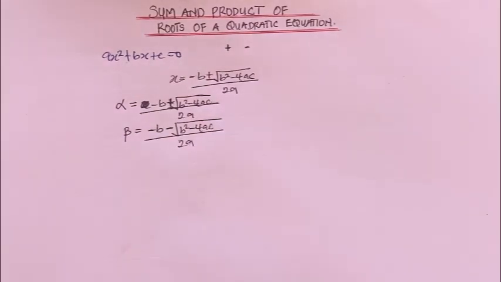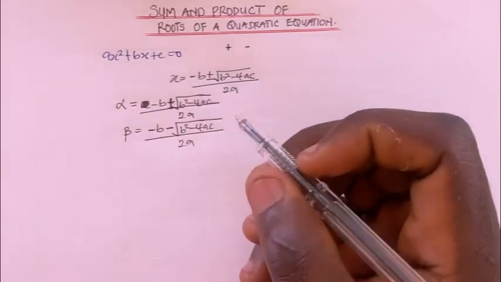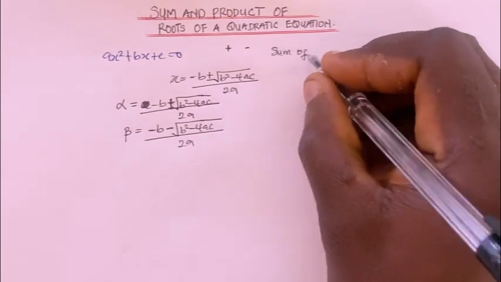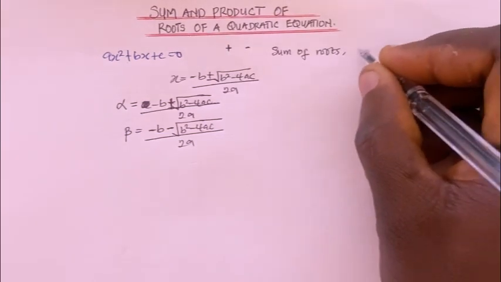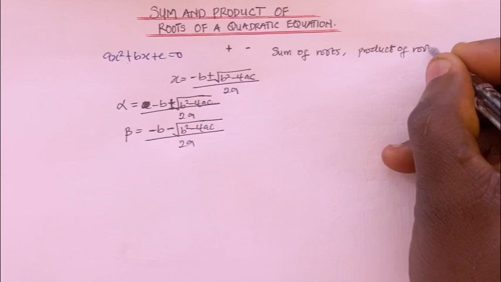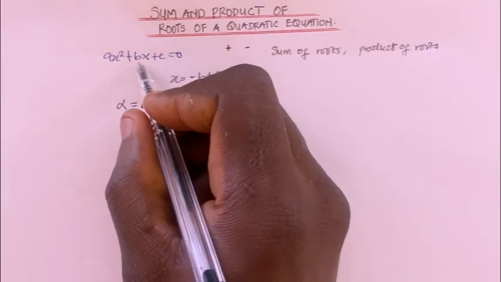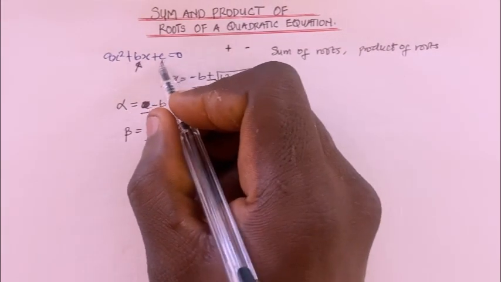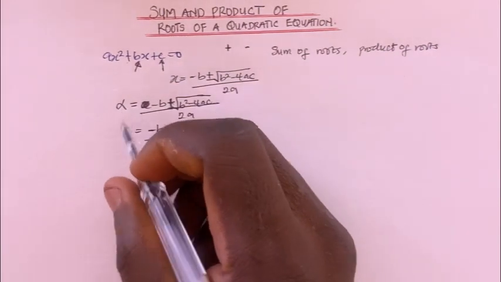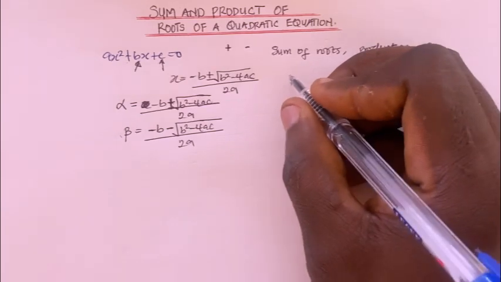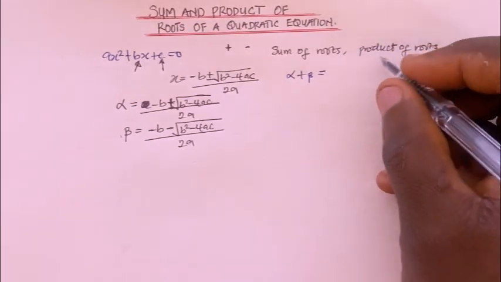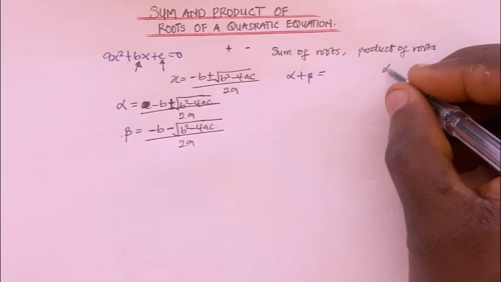2a. Exactly. And we all know that as far as the quadratic equation is concerned, we have what we call the sum of the roots, and also the product of the roots, right? Here I have two roots, alpha and beta. So to find the sum of the roots, I'm going to have alpha plus beta, while the product of the roots is going to be alpha beta.